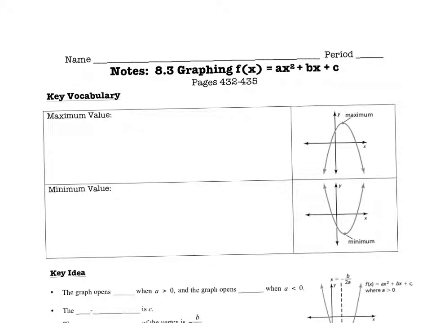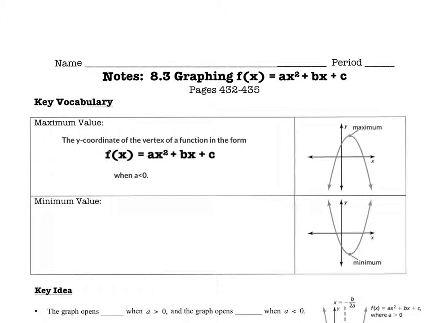Section 8.3, graphing f of x equals ax squared plus bx plus c. We're first going to talk about maximum values and minimum values. The maximum value is the y-coordinate of the vertex of a function in the form f of x equals ax squared plus bx plus c when a is less than 0.